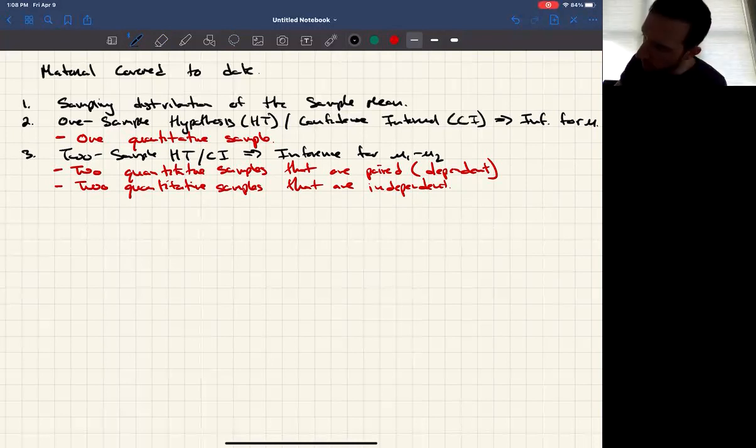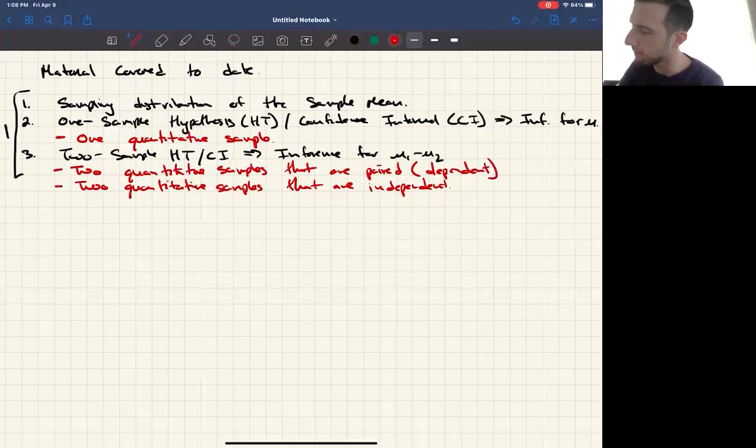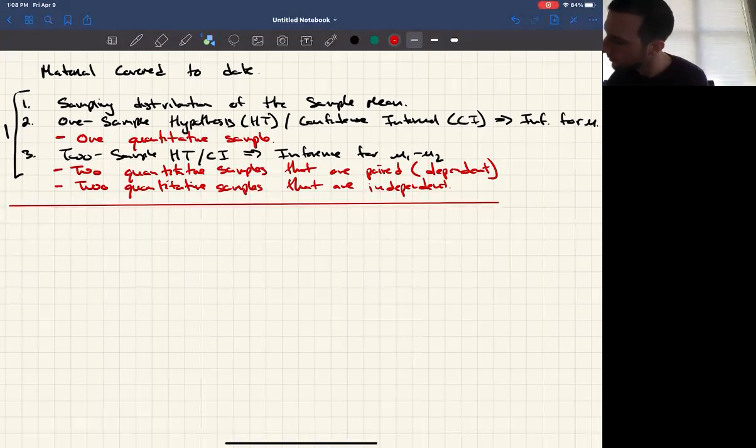Okay, so this is basically what we can think of as unit number 1. This is what the first quiz covered. Right, so here we have quiz 1. Okay, so the second unit is going to be the ANOVA unit. In the ANOVA unit, we had one-way ANOVA.